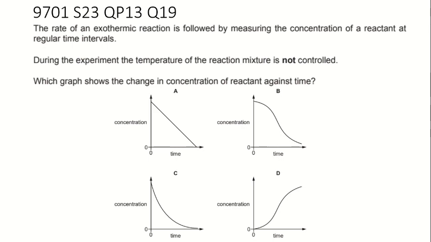This question 19 is a question on the rate of reaction. Now, this reaction is an exothermic reaction, so that means producing heat as one of the products. And then they are measuring the concentration of a reactant, right? So if the reactant is forming product, the concentration of this reactant will actually reduce over time. So generally it should decrease over time because it is a reactant. It is being used up in a reaction.